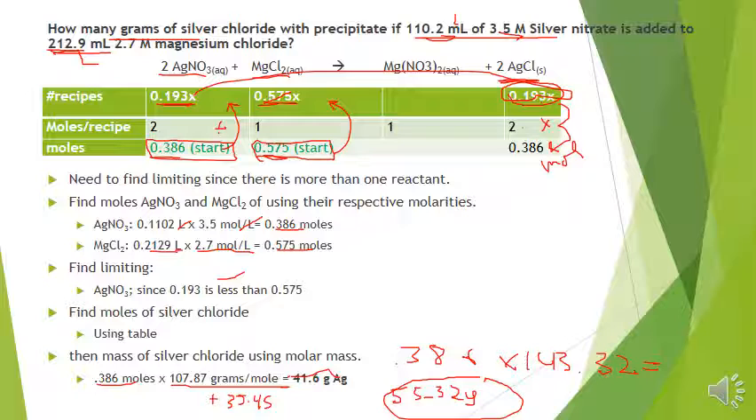Okay. This number's wrong. This is only for the silver. For the silver chloride, it would be 107.87 for silver, 35.45 for the chlorine, and so that's going to be 143.32, and multiply that by 0.386. Okay, hopefully you follow along with that.